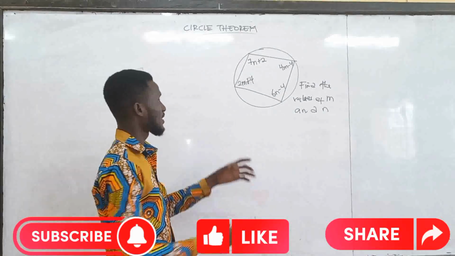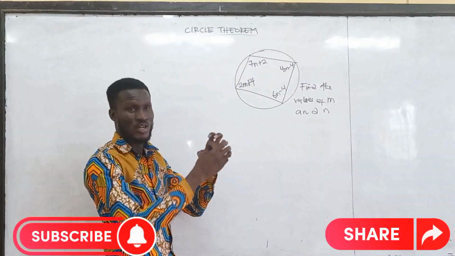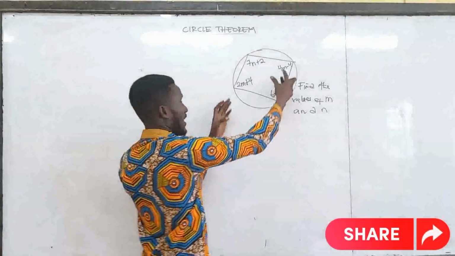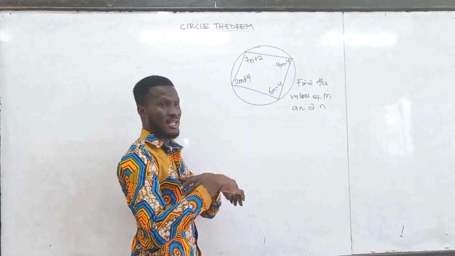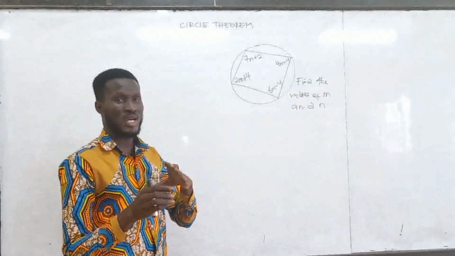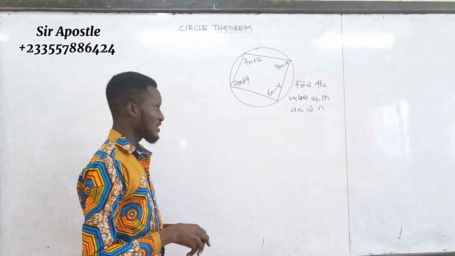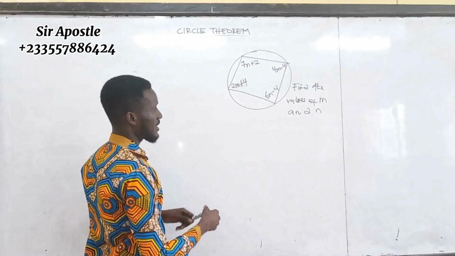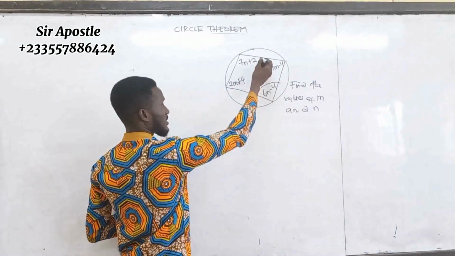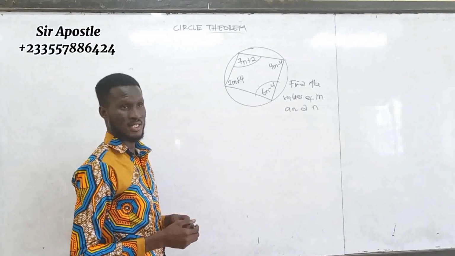Now, let's see. We can see another cyclic quadrilateral here. A cyclic quadrilateral is a quadrilateral inside a circle, so the opposite angles are supposed to add up to 180 degrees. Opposite angles are supplementary. So we can say that this angle and this angle are supposed to give us 180 degrees.